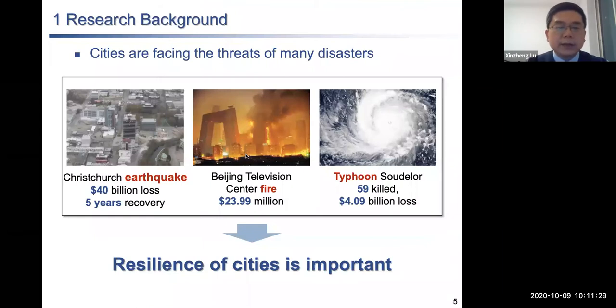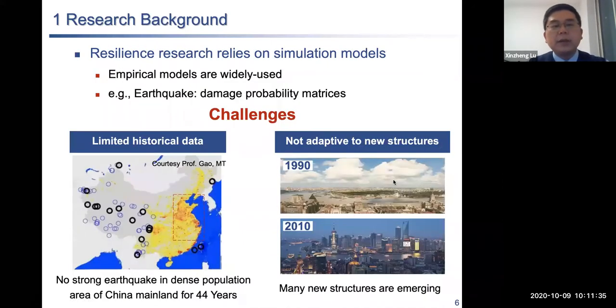Okay, so we all know that resilience is very important for a city. And when we study the resilience of a city, mostly we need simulation models. Most of the models we are using are empirical models, like the damage probability models for earthquake disaster. However, these models have some limitations. For example, in many countries like China, we haven't had sufficient earthquakes in recent years, so we don't have a good empirical model for modern cities. And also, civil engineering is developing very quickly.